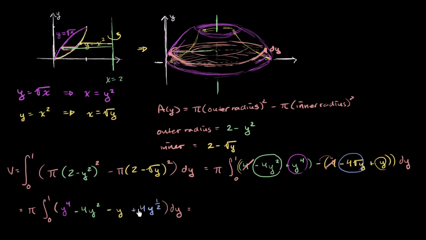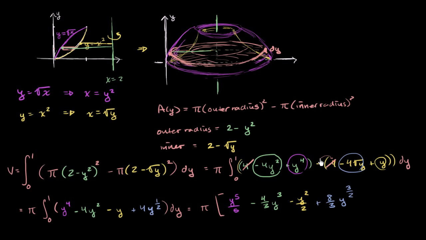Now we're ready to take the antiderivative, so it's going to be equal to pi times the antiderivative of y to the 4th, which is y to the 5th over 5. The antiderivative of negative 4y squared is negative 4/3 y to the 3rd power. The antiderivative of a negative y is negative y squared over 2. And the antiderivative of 4y to the 1/2 is y to the 3/2 multiplied by 2/3, so we get plus 8/3 y to the 3/2. And yep, that all works out.